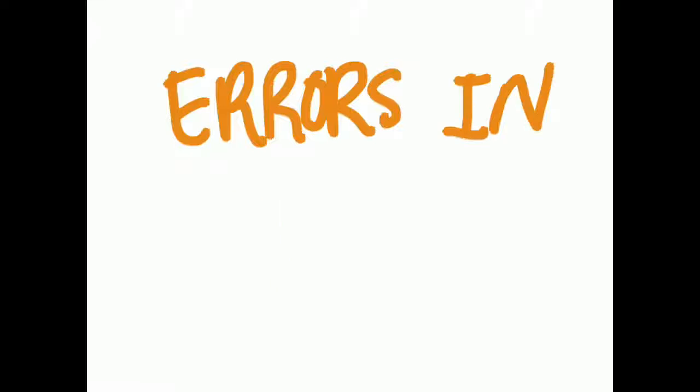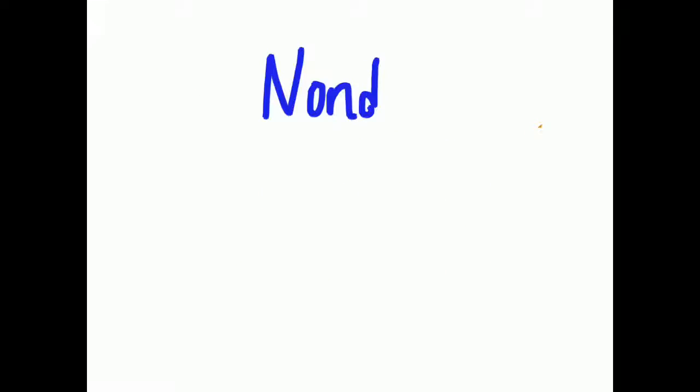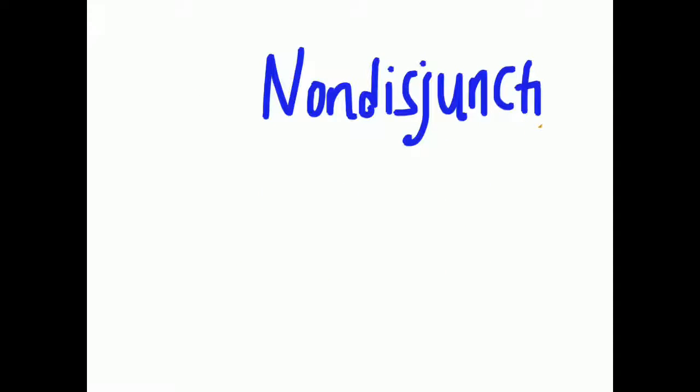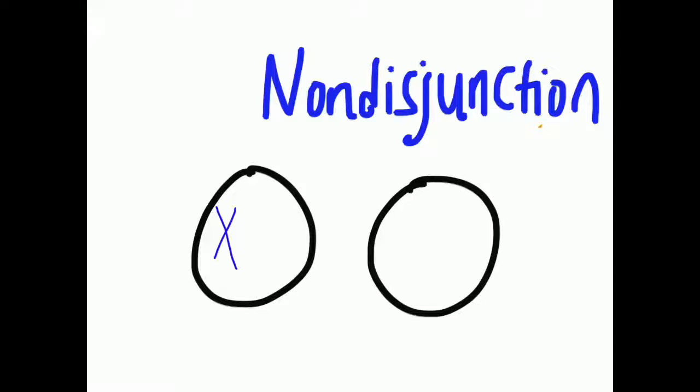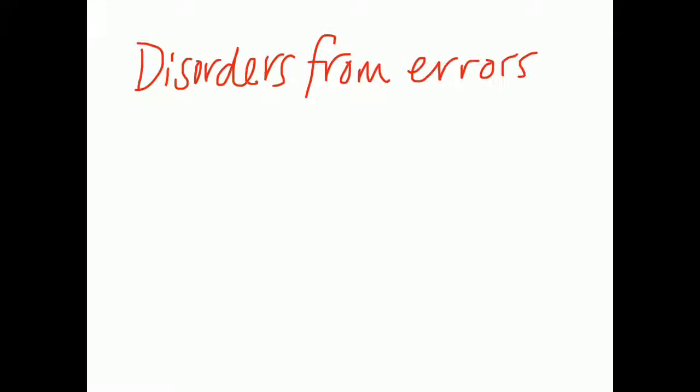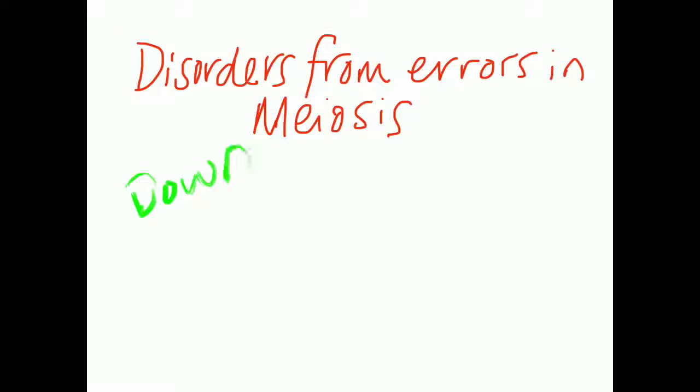Some errors in meiosis include non-disjunction. This is when sister chromatids fail to separate during anaphase, causing uneven distribution of chromosomes in daughter cells. Some errors that occur during meiosis are trisomy 21, which is also known as Down syndrome.